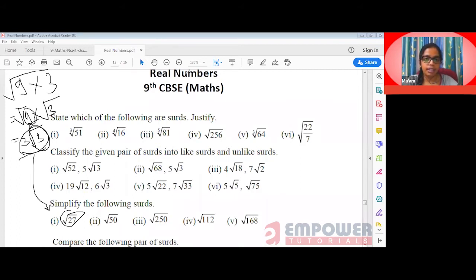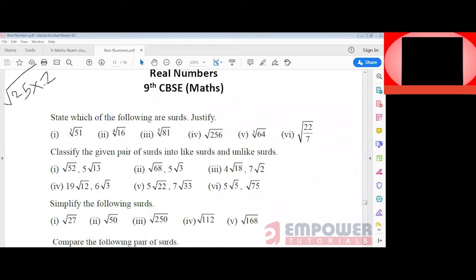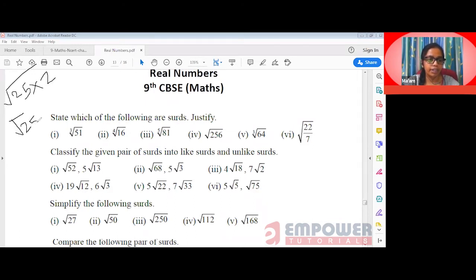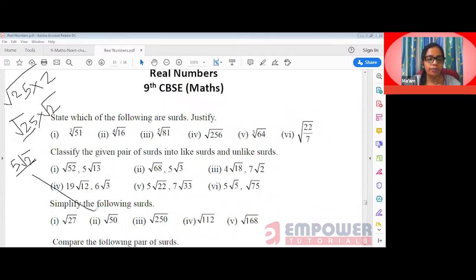Okay, for example, in case of root 50, can I write root 50 in this form, 25 into 2? Yes, ma'am. Because 25 into 2 will be 50, right? So again I can write it in this form, 25 into, this is the sign of into, 2, right? So this will be equal to, 25 is a perfect square, so I can write in this form 5, right? So this will be 5 root 2. So 5 root 2 will be the simplified form of root 50.